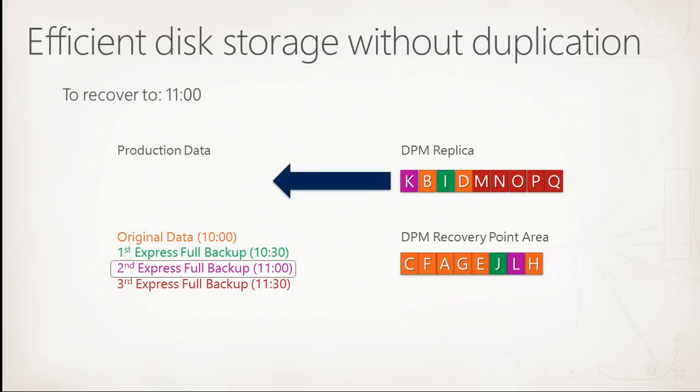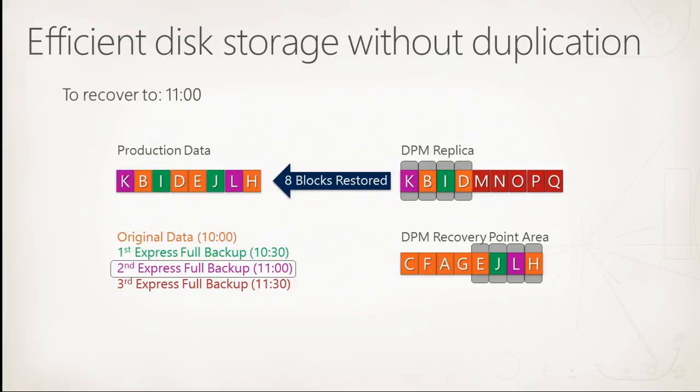So what happens if we want to recover back to, say, 11 o'clock? At 11:30, we know we looked in a certain way, but we want to go back to the 11 o'clock time slot. Well, what DPM will do is overwrite the production data with the blocks as they looked at 11 o'clock. It's going to go KBID and so on, and it knows, because it keeps a record of this, that it needs to restore some stuff from the replica and some stuff from the recovery point area.